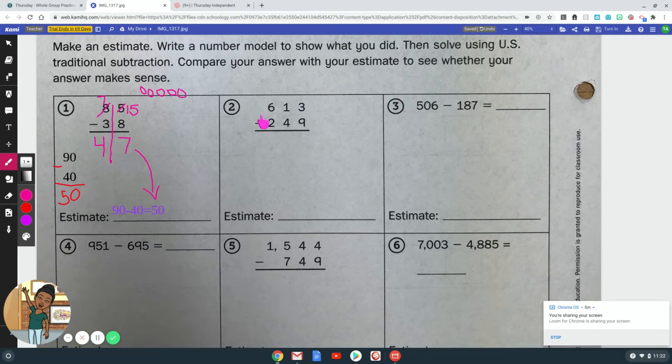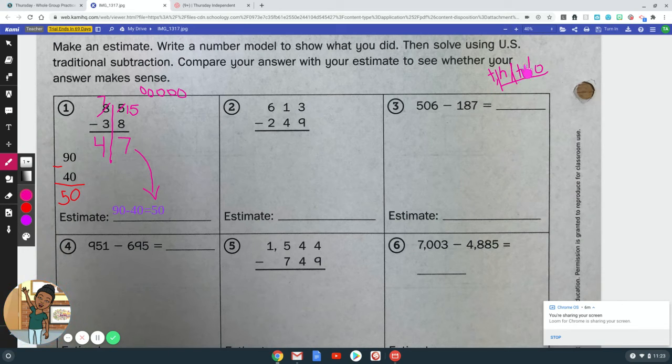For number 2, 613 minus 249. The first thing I'm going to do is make an estimate. I'm going to round my number to the nearest hundreds place value because 100 is my highest spot. If you don't remember your place values, guys, make yourself a note. Hundreds, you can put it anywhere on your paper. Tens, ones, you can make a little note. If you have to draw a place value chart, maybe you even want to add the thousands. You can remind yourself. This is just my quick place value chart.